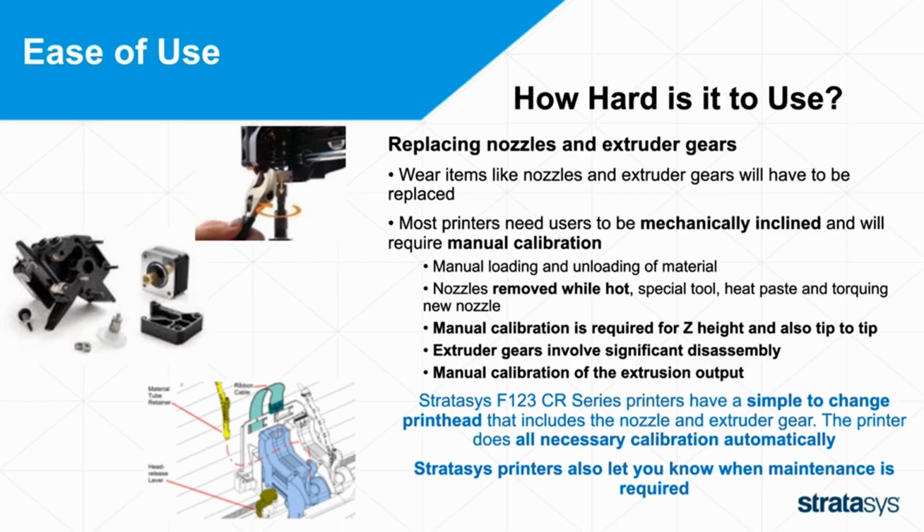That extruder gear and that nozzle is in that print head, and so you don't have to worry about that. That has already been calibrated. And then the tip to tip and Z height gets done automatically by the printer. And another nice thing is Stratasys printers will let you know when maintenance is required. So it will let you know when the life of your components are at that time that need to be replaced. Whereas with these other printers, you're going to have to manually guess or manually check, and maybe you're suffering poor print quality, and then you'll say, boy, I'm getting such bad parts off there, I need to replace components.